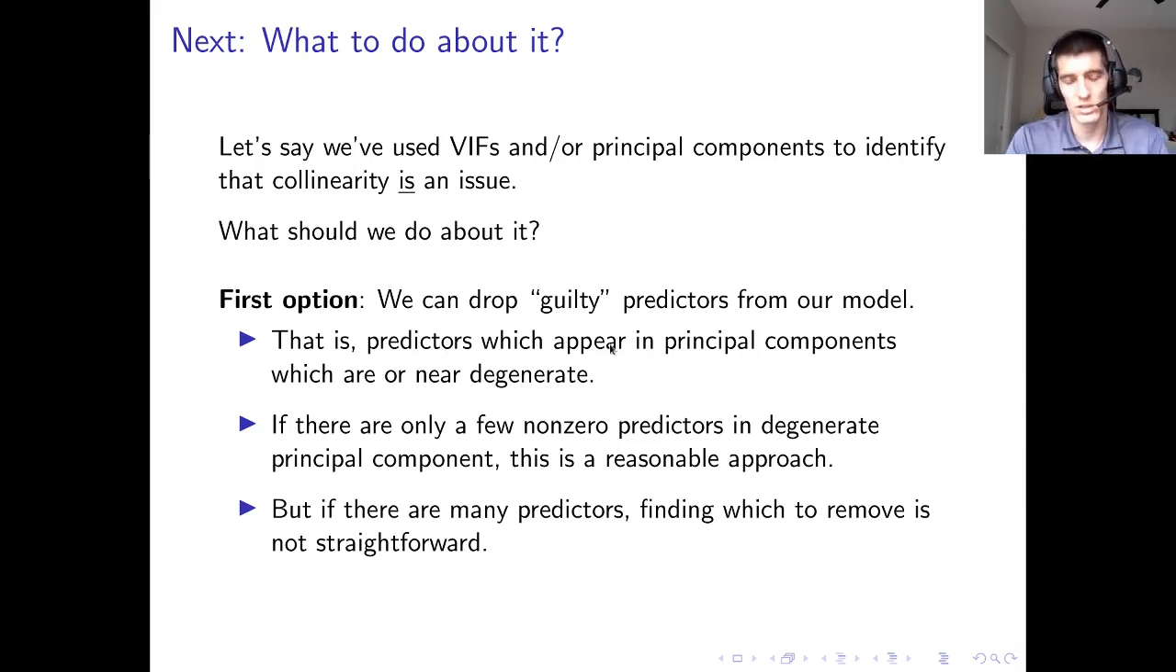So in the example from the bike data that we were just looking at, this days of the week plus holiday plus working day, we can drop one of them or all of them, and this will fix our degeneracy. If you have a few non-zero predictors in a degenerate principal component, this is a reasonable approach, but if there are many predictors, choosing which one to remove can be difficult.